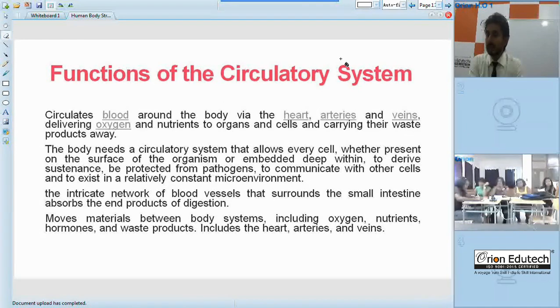It moves materials between body systems, including oxygen, nutrients, hormones, and waste products, through the heart, arteries and veins. The arteries mainly function to carry the purified blood to the different body systems and body parts.